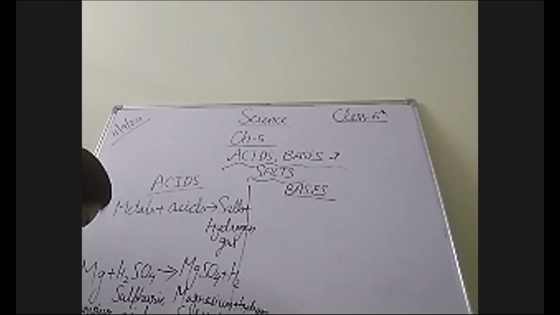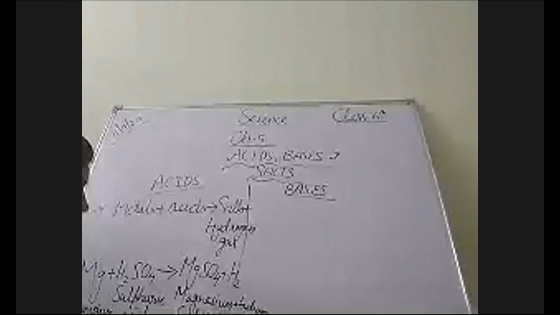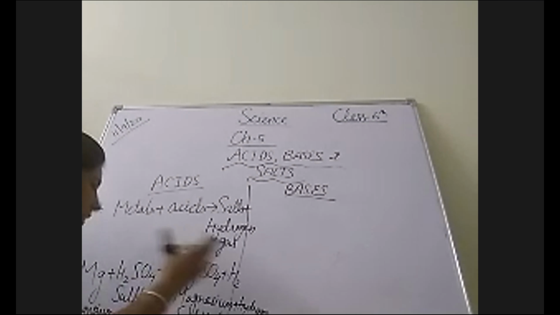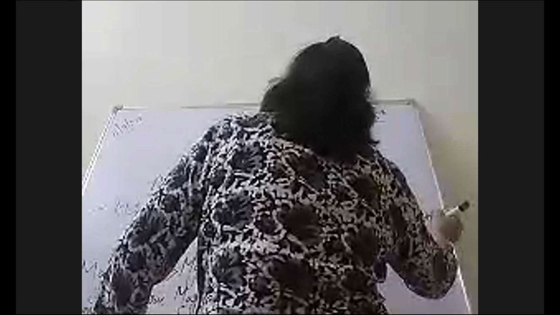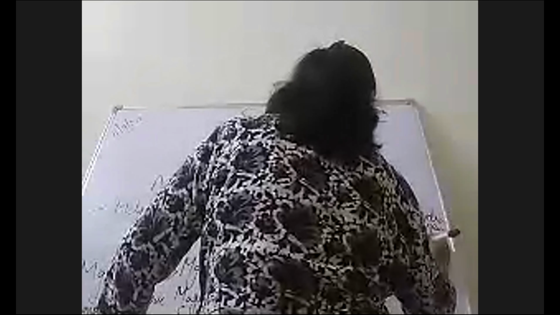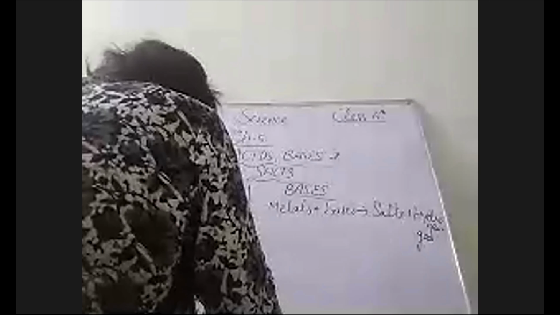Now, if I talk about non-metals, what will happen if non-metals react? Okay, don't go with the non-metals. Let me tell you with bases. If they react with base, then they will form respective salt and hydrogen gas will be evolved. Here also, metals plus bases give salts plus hydrogen gas evolved.